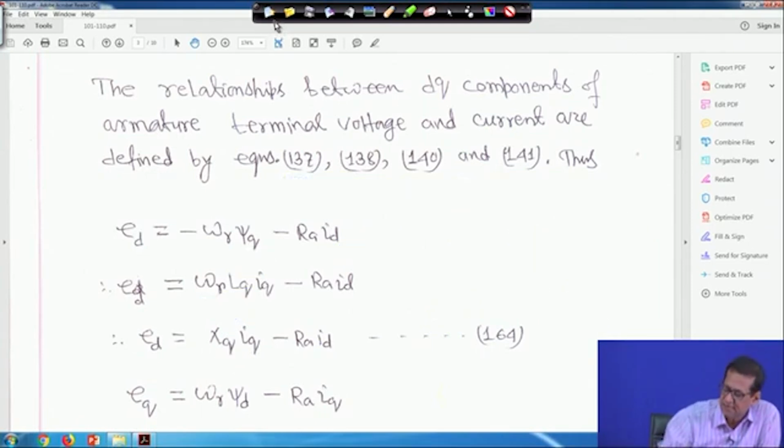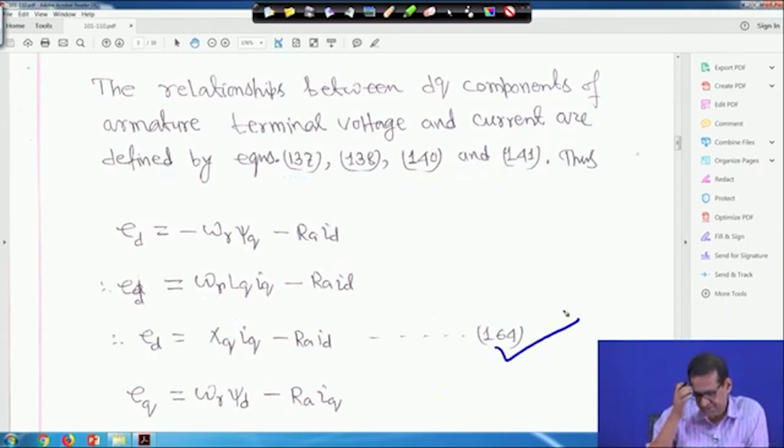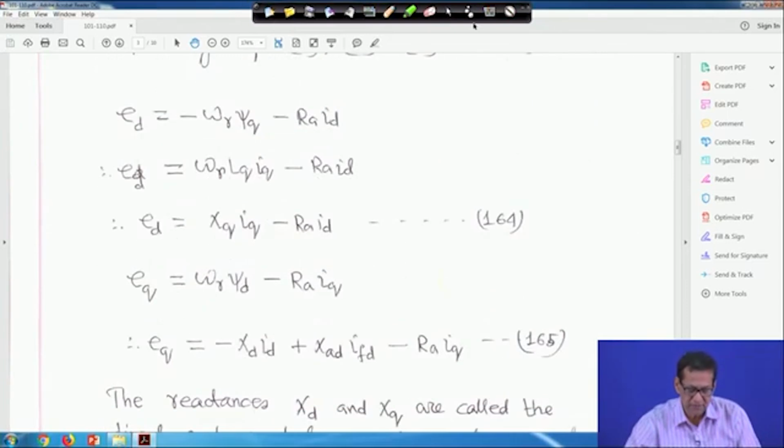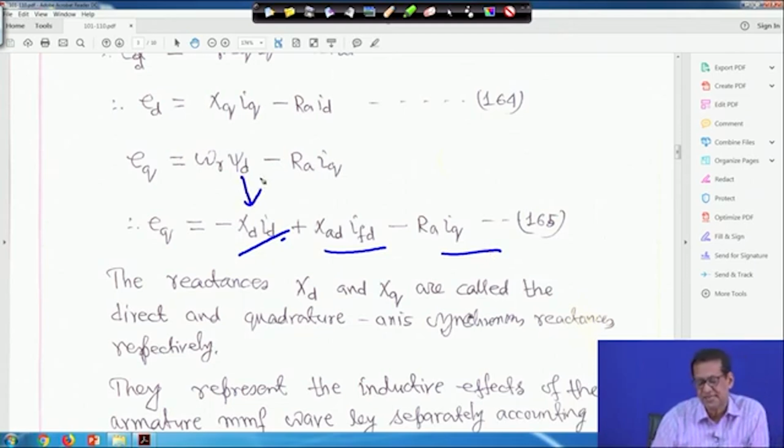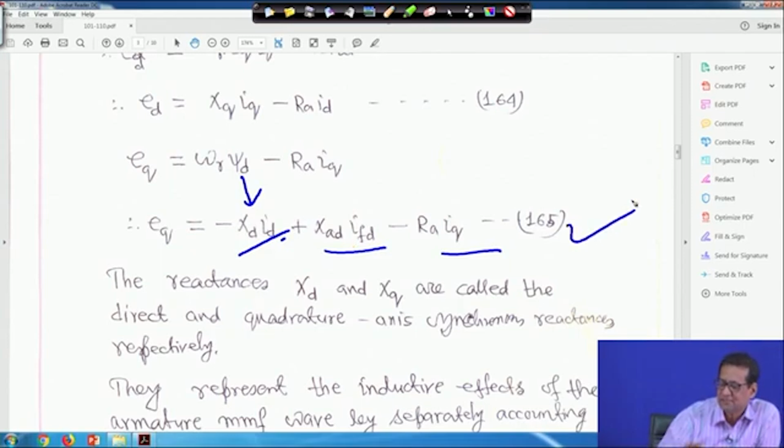So, this is actually equation 164, right. Similarly, your EQ is equal to omega r psi d minus RAIQ. Now, from the psi d expression, if you substitute here, you will get EQ is equal to minus XDID plus XAD IFD minus RAIQ. Previously we have derived the psi d expression, you just put it here and you will get this one, and this is our equation 165, right.